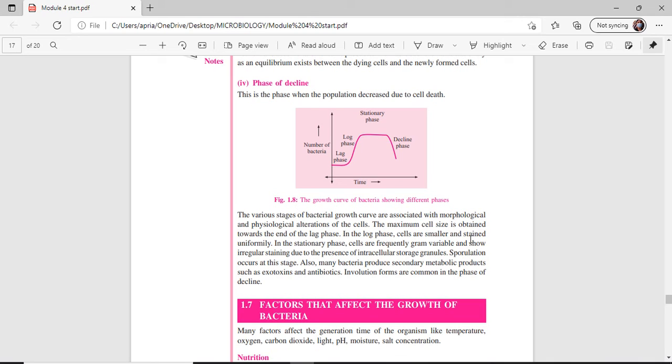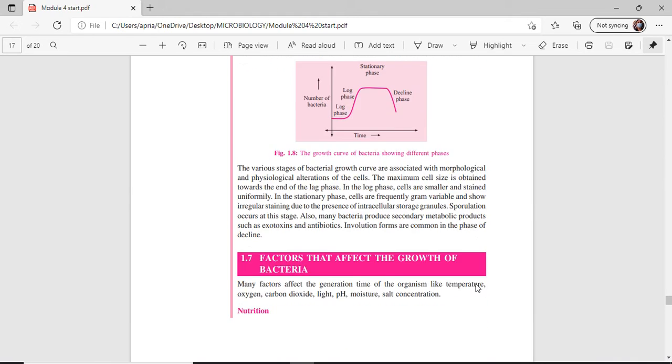Okay, in your lag phase, this is the first phase. And in your log phase, the second, cells are smaller and stained uniformly. In the stationary phase, cells are frequently gram variable and show irregular staining due to the presence of cellular storage granules. Your sporulation occurs in this stage. Also, many bacteria produce secondary metabolic products such as your exotoxins and antibiotics. And involution forms are common in this phase of decline.